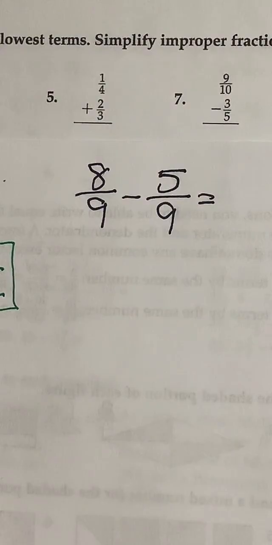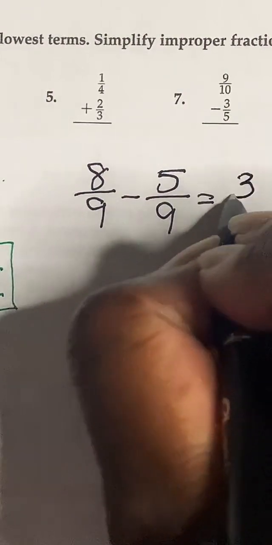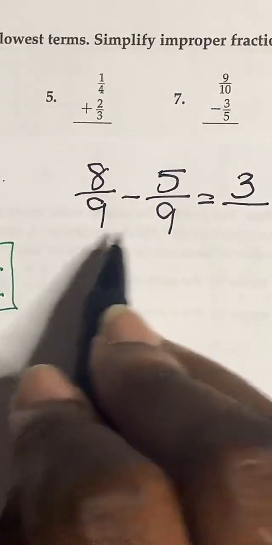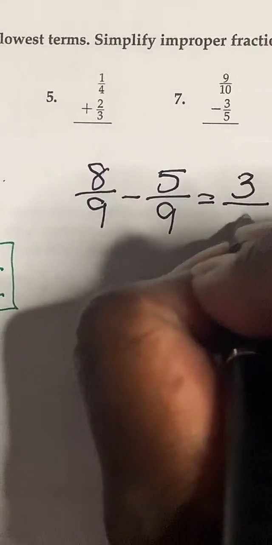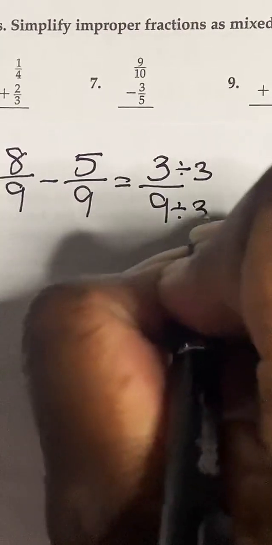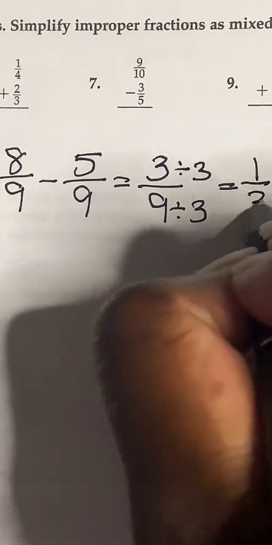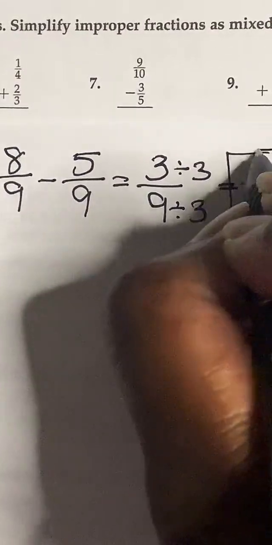8/9 minus 5/9. Yes. So we have 8 minus 5. That gives me 3. They both have the common denominator, which is 9. And the number that 3 and 9 have in common is 3. So if we divide those or simplify it by 3, it will give you your 1/3.